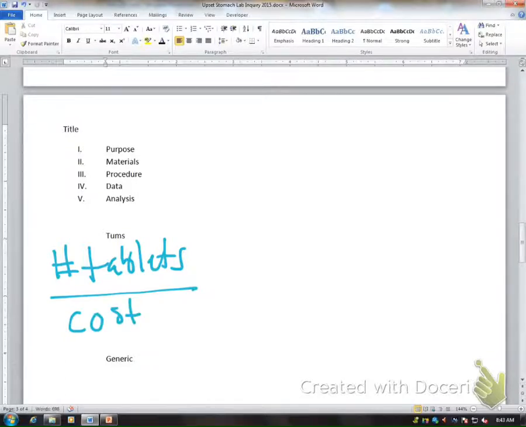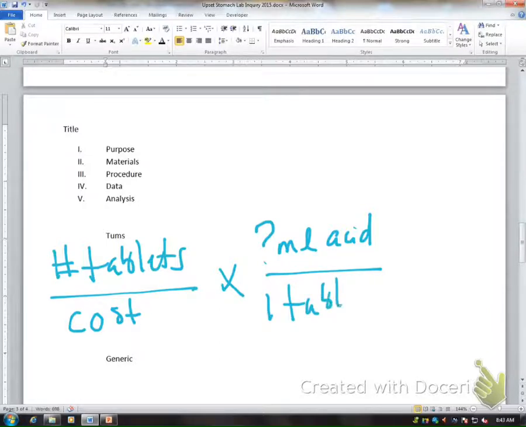Okay, now when you have that, then we're setting up a ratio. You're going to be multiplying that by the amount of acid, so the amount of milliliters of acid that you found in your lab that were neutralized per 1 tablet. Now, when you solve for that, notice what you're left with. The tablets label will cancel. You will be left with the amount of milliliters neutralized per, we'll put it percent, because it's going to end up to be a small number.